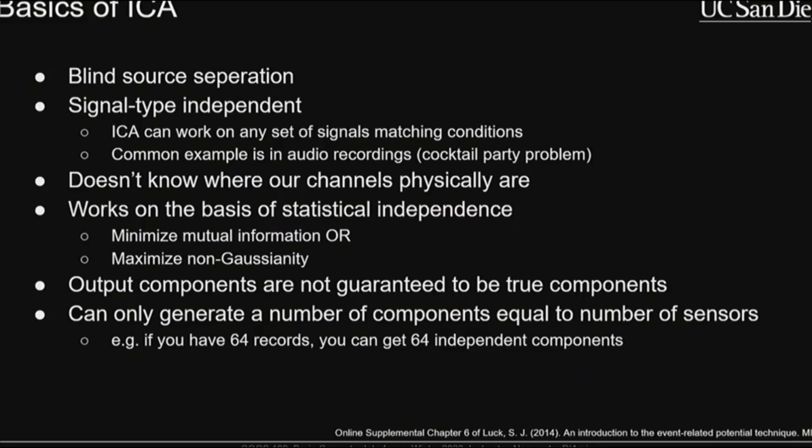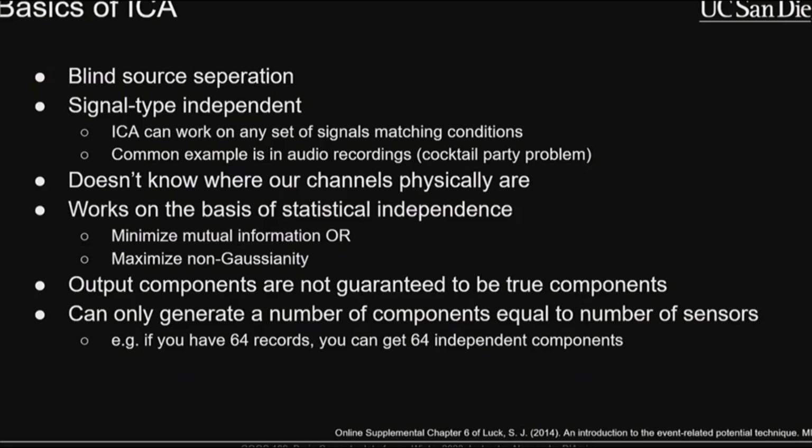And the two different types of ICA are, so the Infomax ICA, which is the original, minimizes mutual information, which is the same as maximizing entropy. And then the other very common implementation of ICA is to maximize the non-Gaussianity of the data. And I think the FastICA algorithm does that.